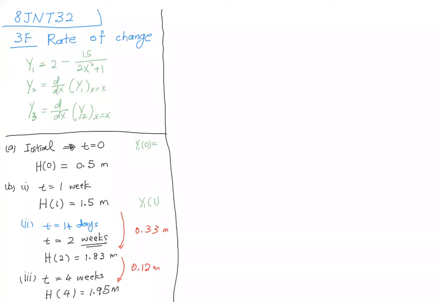In the exam, the question may ask you, based on your calculation in part B, what can you say about the rate of growth of the plant? As time passes, it grows slower, based on what we calculated. The rate of growth is smaller. So the question can go further in that way.